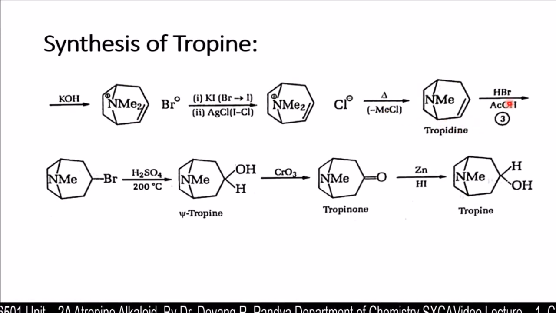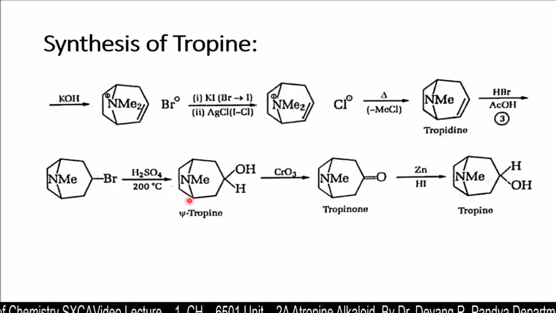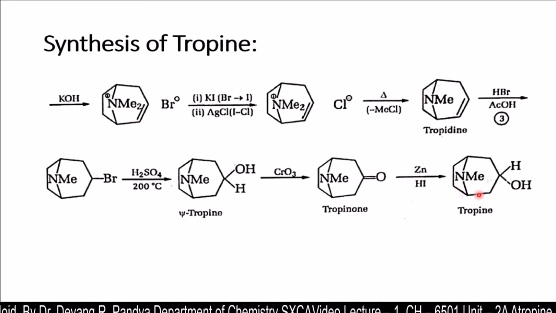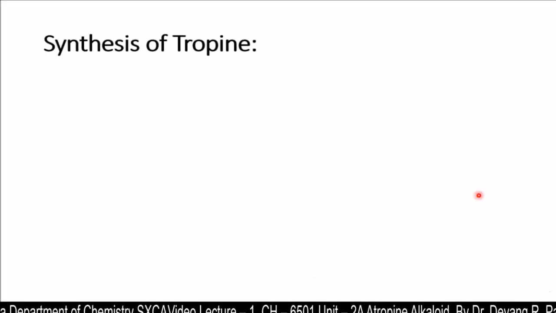Tropidine treated with hydrobromic acid will again give a bromo derivative, which is further treated with H2SO4 at 200 degrees centigrade temperature and will give cytropine. Cytropine on oxidation will give us tropinon. Tropinon with zinc distillation and further treated by hydroiodic acid will give us tropine. So 11 steps are there for this synthesis.